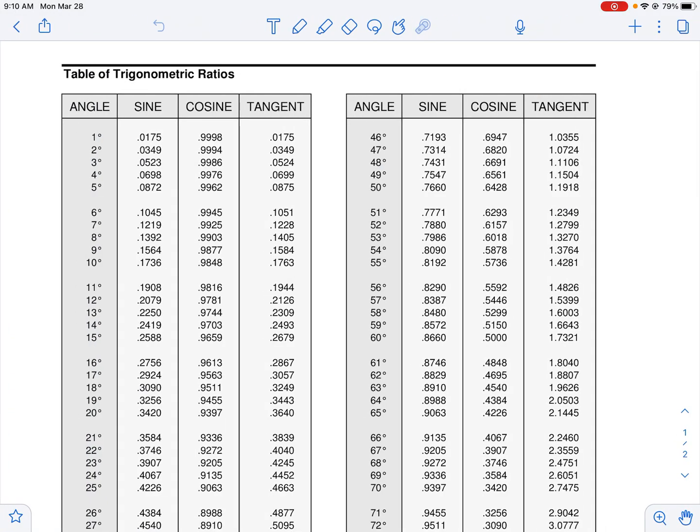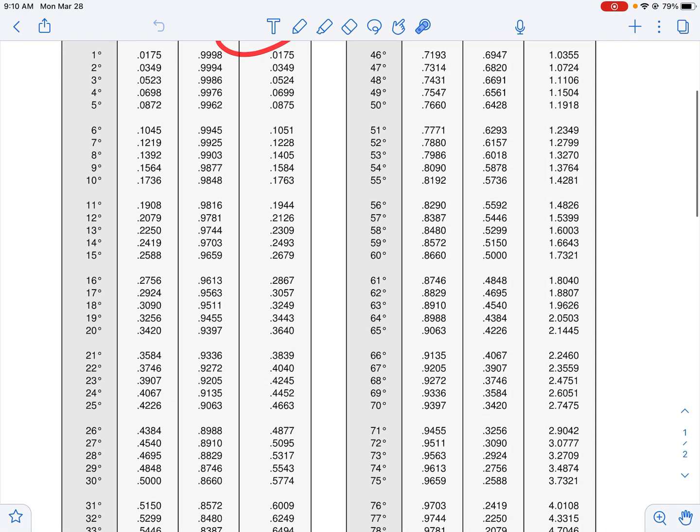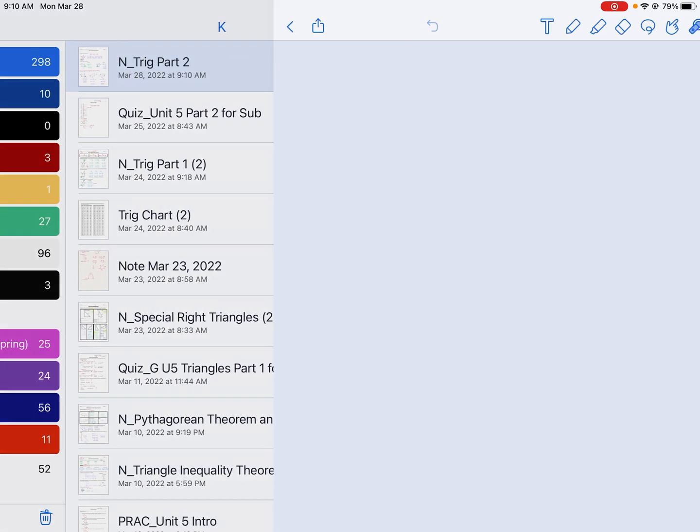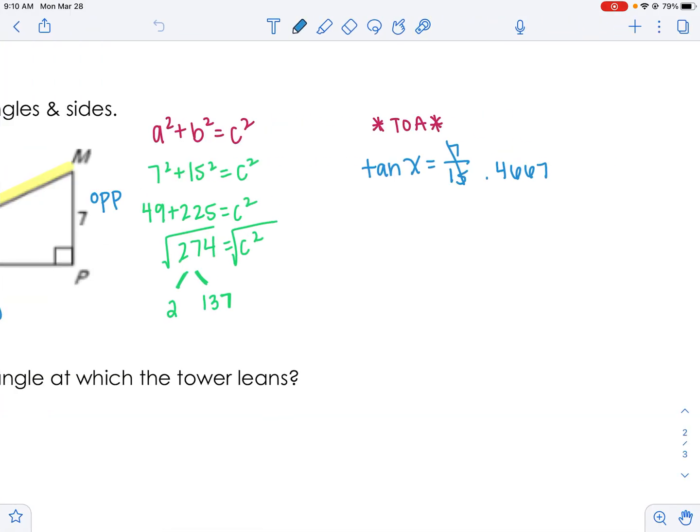And now remember, we're going to go to our trig chart, and we're going to look for that number in the tangent column. We're going to look for what's closest to 0.46 repeating, which I see right there, which would make that angle 25 degrees. So I'm going to say that the measure of angle N is about 25 degrees.